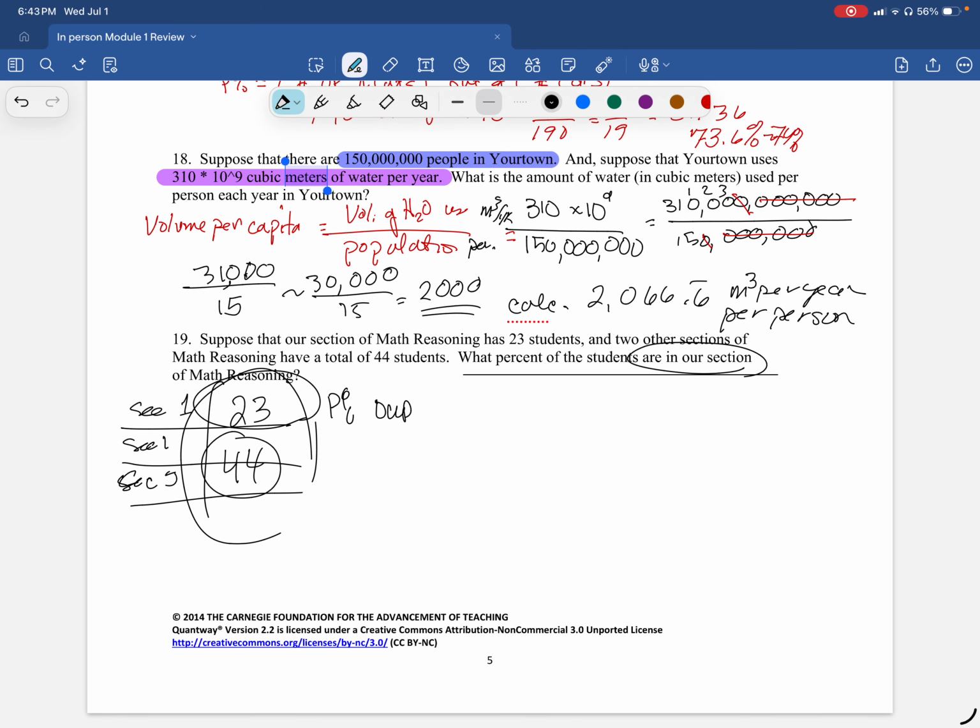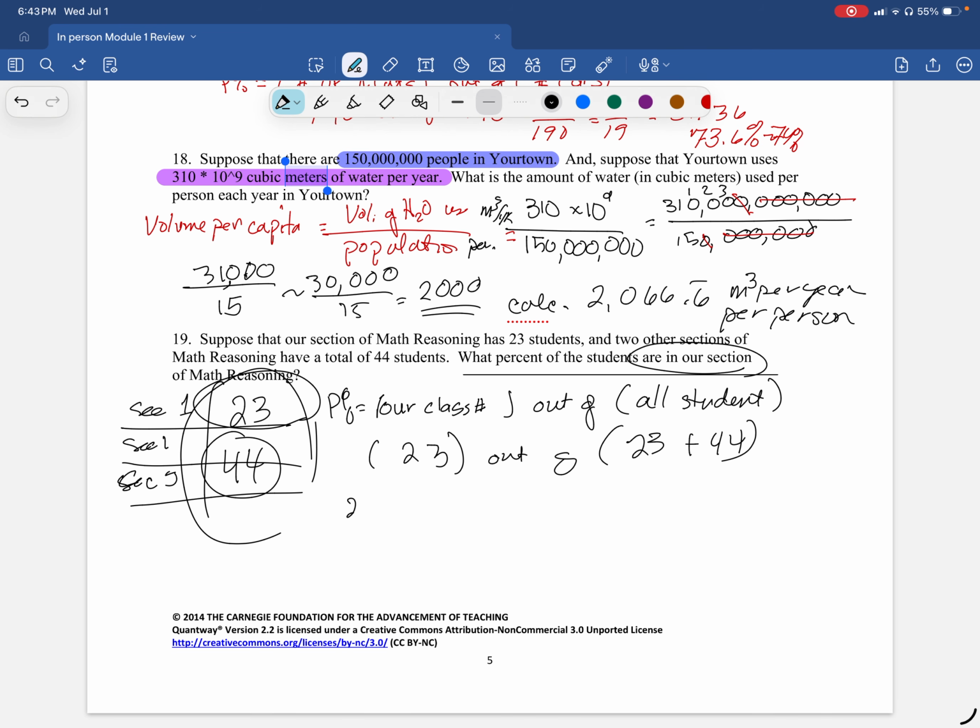So we need P% is our class number out of all students. So our class is 23 out of, and then we have 23 plus 44. So that's 23 out of 67.